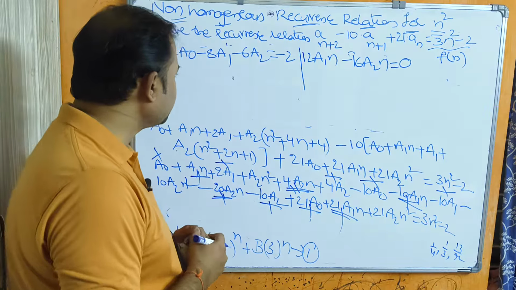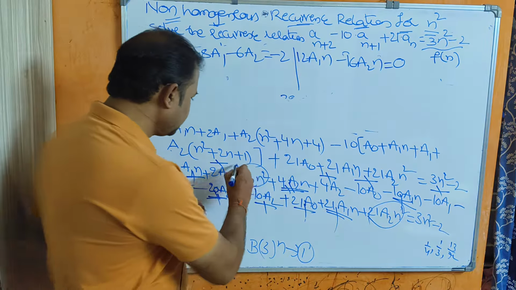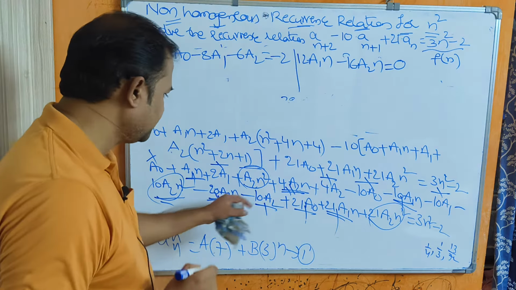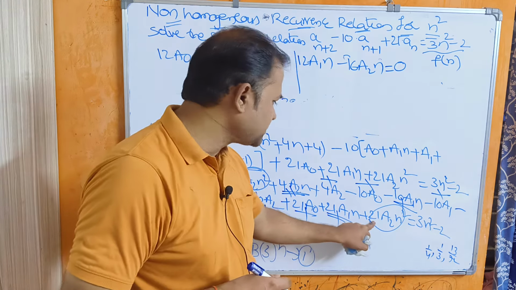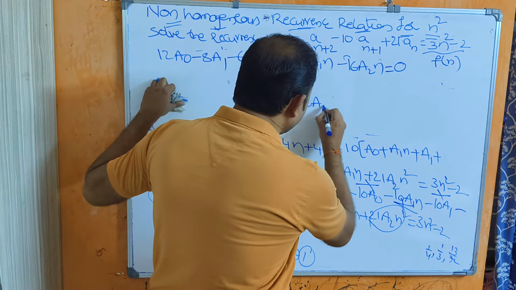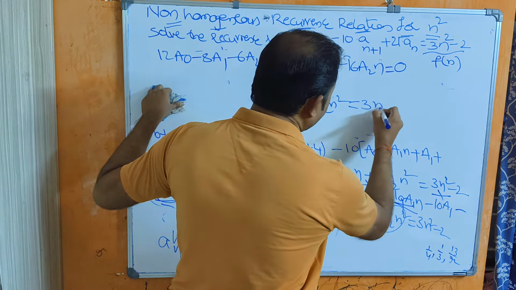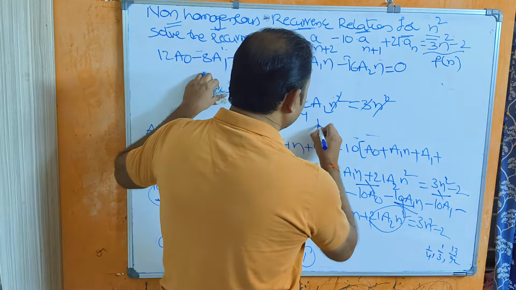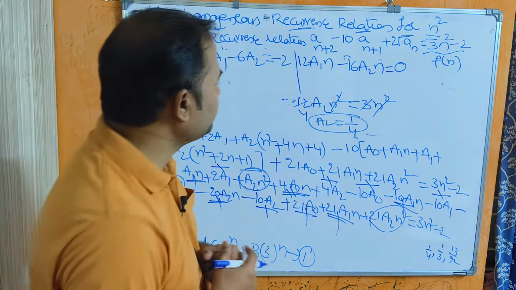Next, let us focus on the n square part. A2 n square. Next we have minus 10 A2 n square. So 1 minus 10 means minus 9. Next we have plus 21. So 21 minus 9 means 12. So 12 A2 n square equal to, here what is the n square part? 3n square. So we can equate this. So n square is cancelled. So 3/4, so A2 equals 1 by 4. So A2 is calculated. A2 value is 1 by 4.